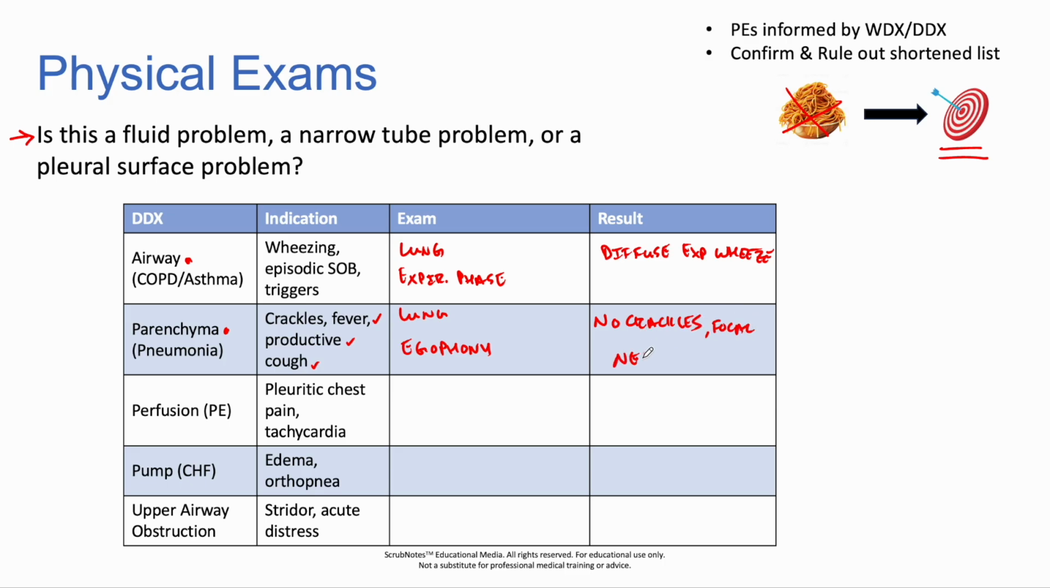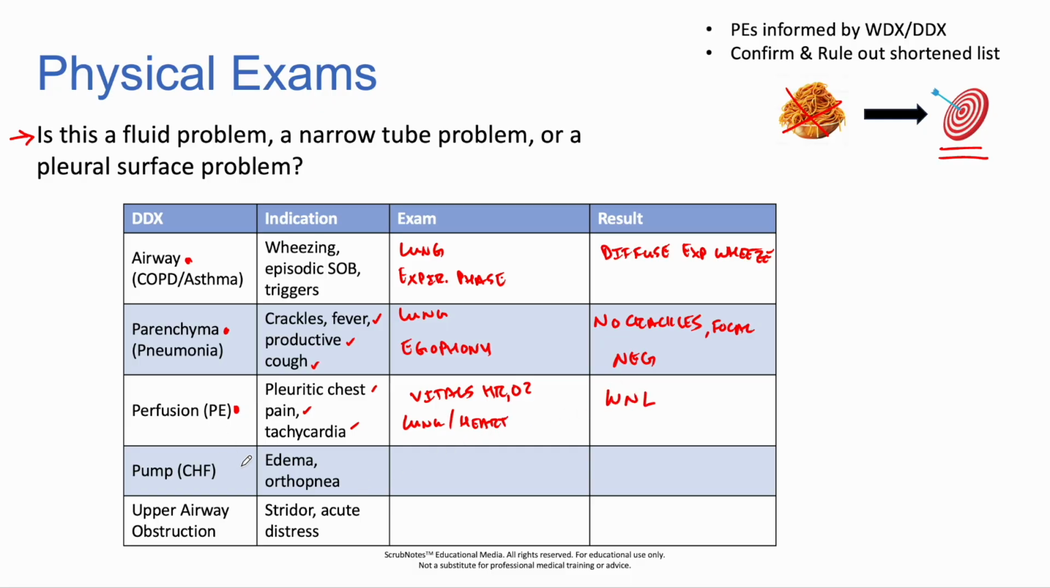If there's a perfusion issue, like a PE, there'd be pleuritic chest pain and probably some tachycardia. So for exams, you'd want to check vitals, especially heart rate and O2 saturation. And then I'd want to do a lung and heart exam as well. So for our patient, let's assume that they have normal O2 and there's no focal issues.